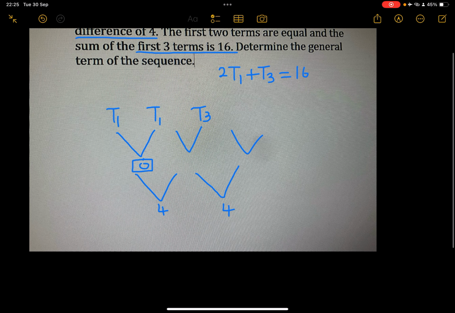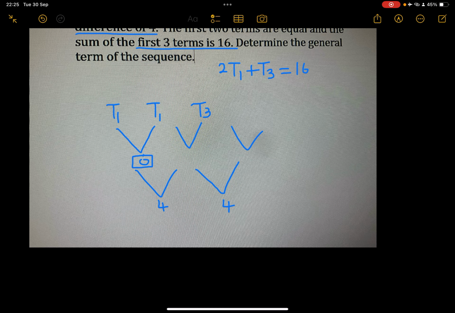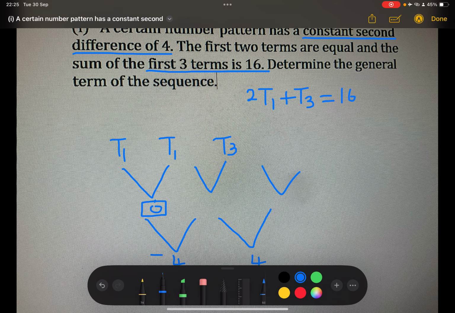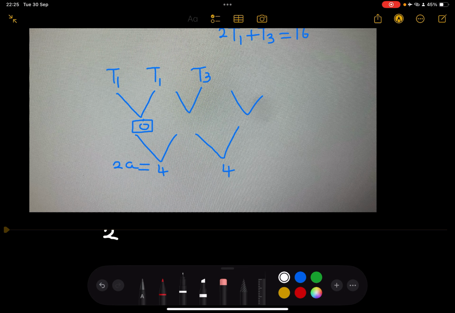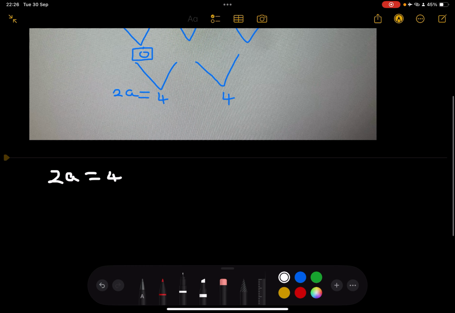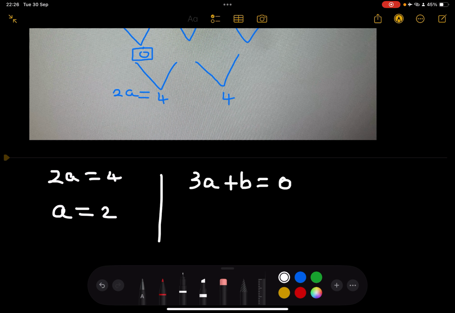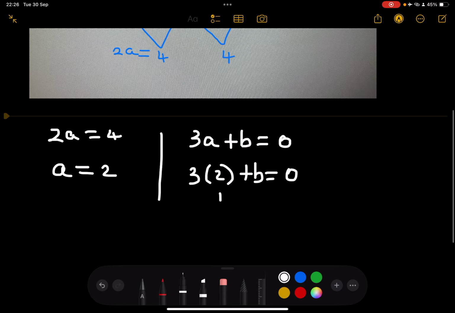Awesome. So now with that information we know that this part here is 2a. So 2a equals 4, then we can see that a equals 2. Then we see that 3a plus b equals 0. Then 3 times 2 plus b equals 0. Then we can see that our b is going to be minus 6.